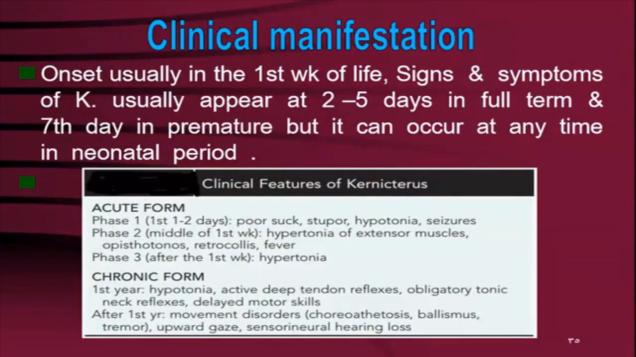Now, what is the clinical manifestation of kernicterus? Usually the onset is in the first week of life. Signs and symptoms usually appear at 2 to 5 days in a full-term infant and 7 days in a preterm infant, but it can occur at any time in the neonatal period. It is presented with an acute form and then develops the chronic form.